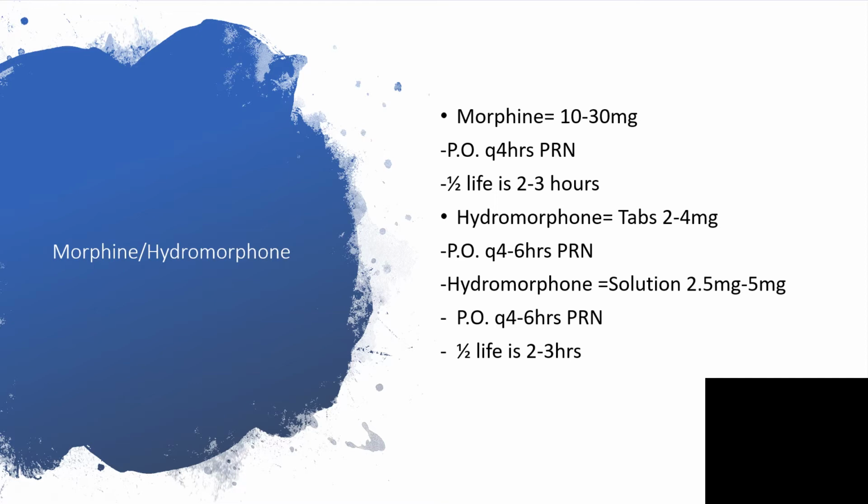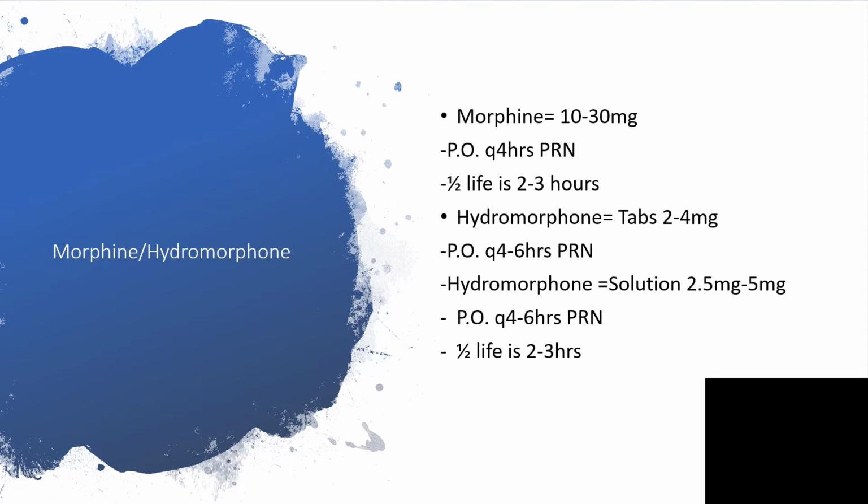To those who are opioid naive, for morphine per oral, the maximum dose will be 30 milligrams. So from 10 to 30 milligrams per oral every 4 hours as may be required. The half-life is 2 to 3 hours. That is why we give it every 4 hours.